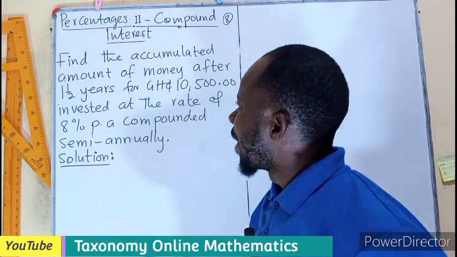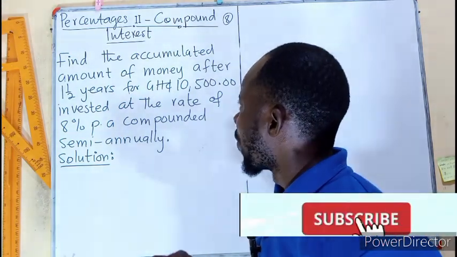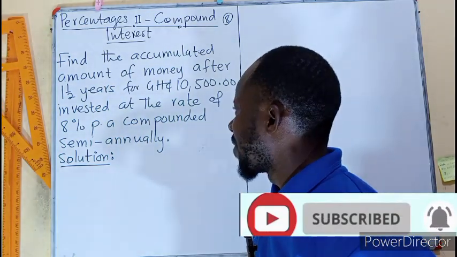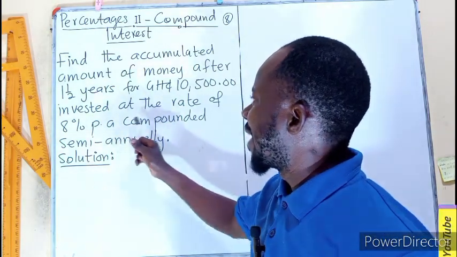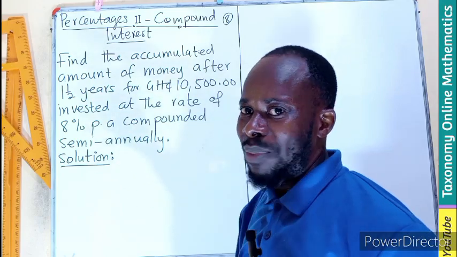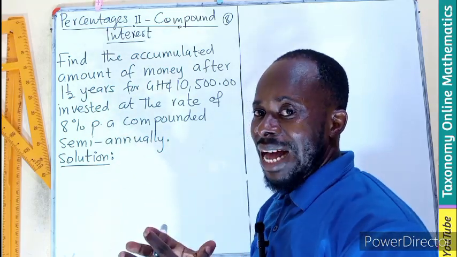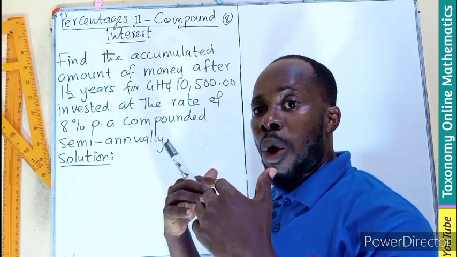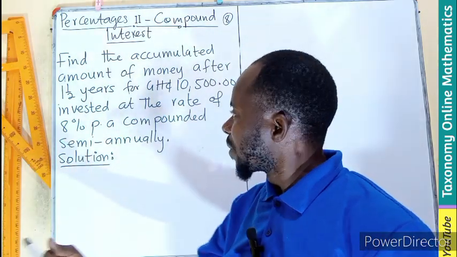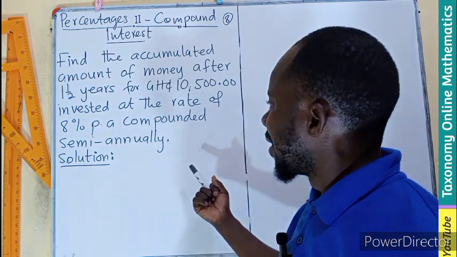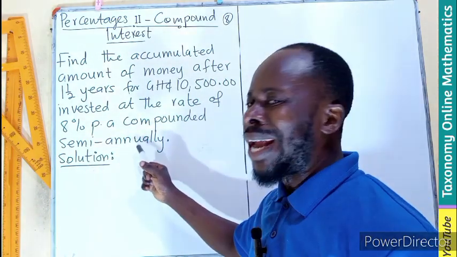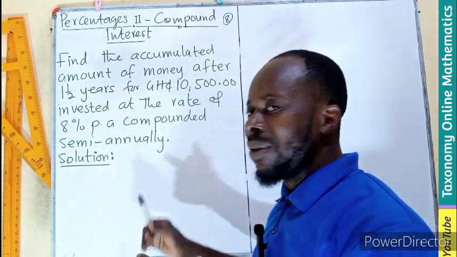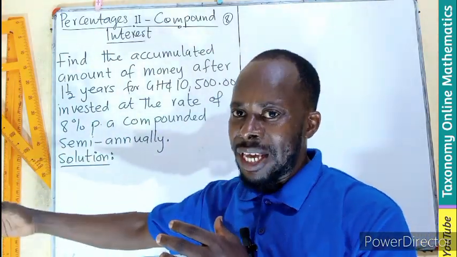All right, we are to find the accumulated amount of money after 1.5 years for 10,500 Ghana cedis, which is invested at the rate of 8% per annum. We discuss how to find the compound interest based on installment purposes. So this is compounded semi-annually instead of being compounded annually. Semi-annually meaning 2 times in that given year.